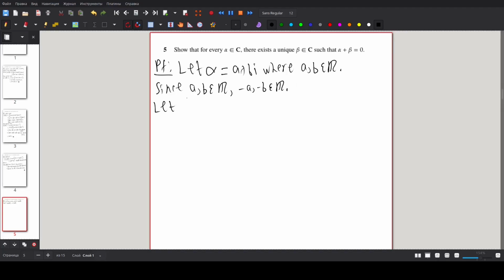beta equal negative a minus bi. And this might be sloppy. I don't know if I can technically do this. Like, you could say plus negative b, but I'm just going to do it this way. If it's lazy, oh well. Okay.